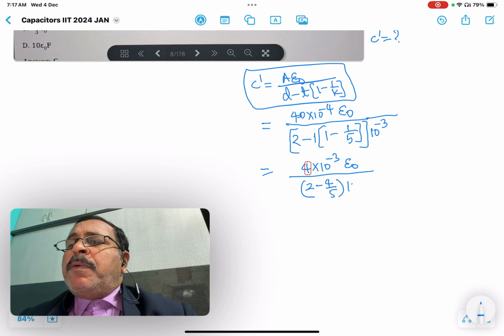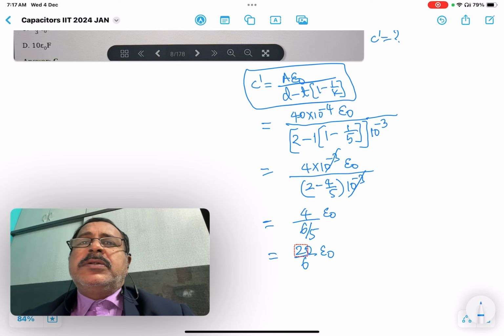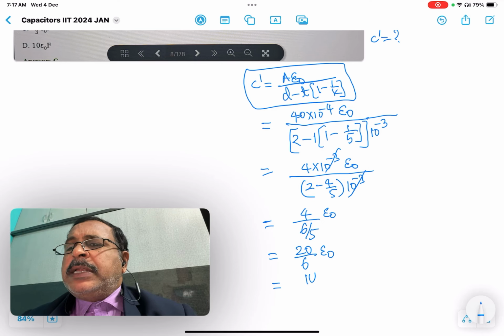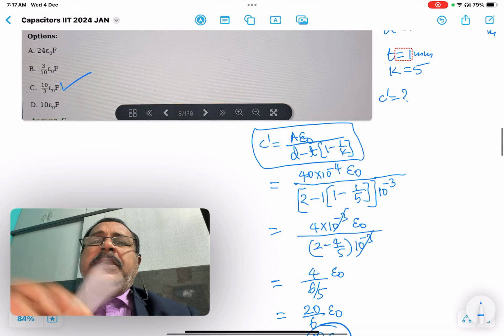So this is 10 power minus 3. So minus 3 cancel. So finally 4 divided by 10 minus 4, 6 by 5 epsilon naught. So that is equals to 20 by 6 epsilon naught. 20 by 6 means 10 by 3 epsilon naught. My dear students, this is the option number C.